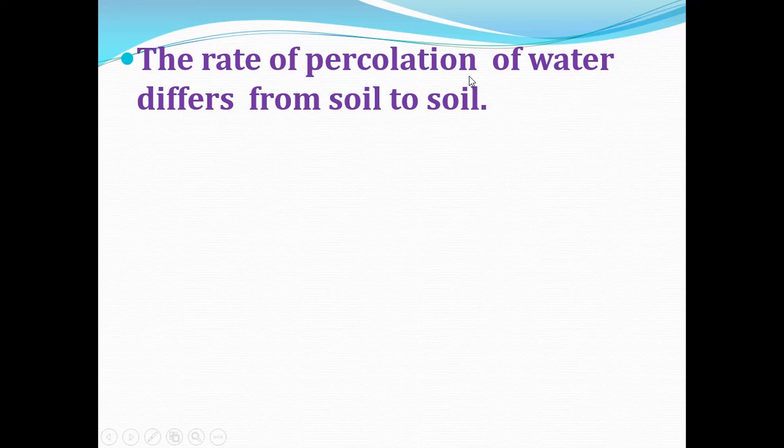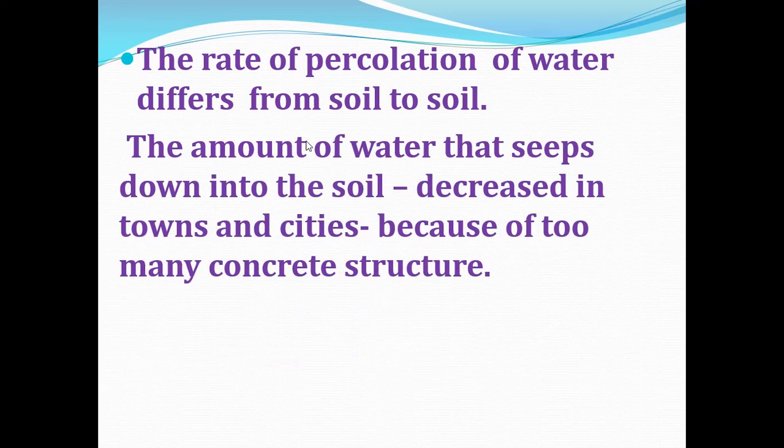Now, the rate of percolation of water differs from soil to soil. So we know there are three types of soil. The rate of percolation will differ from soil to soil. It depends on the size of the soil particles.